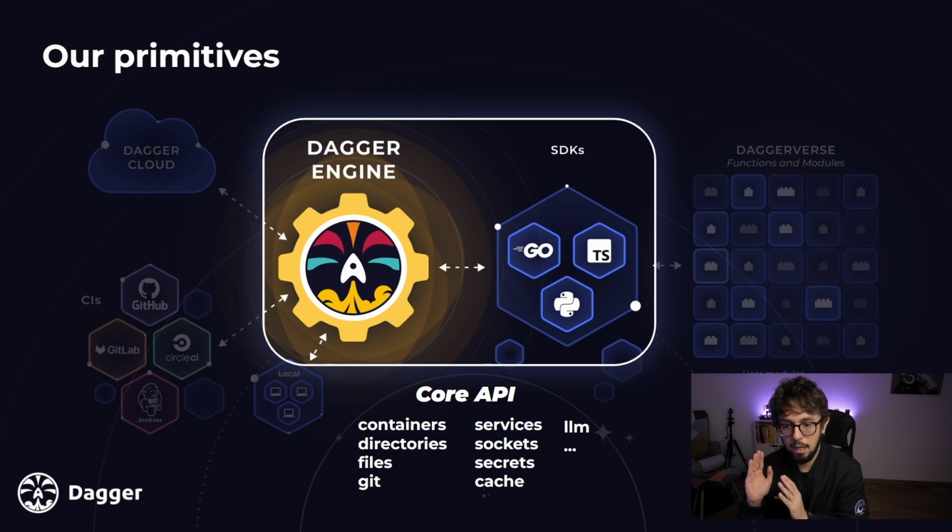Then there are other more sophisticated primitives, for instance, Git. You want to import code from Git. And also, once you have your containers running, you want them to communicate with each other, right? Usually it happens like that. So you have services, sockets, secrets, and cache. What I mean by cache is not just the build cache like you use in any Docker build process, but the logic is very similar.